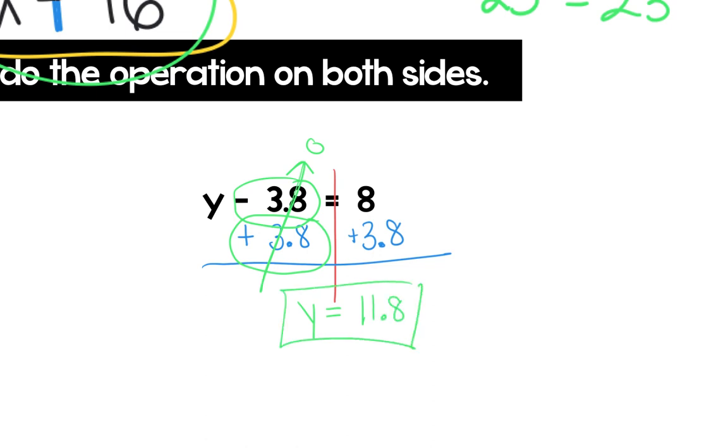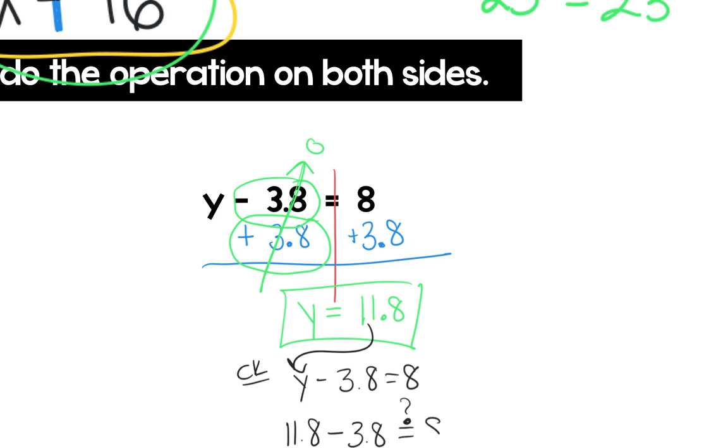We just need to then check. So I am going to rewrite my equation. We think that y is equal to 11.8. So we're going to plug this in here, 11.8 minus 3.8, and we are going to see, does this indeed equal 8? Plug this into your calculator, you do get 8, so that shows that the two sides are balanced.